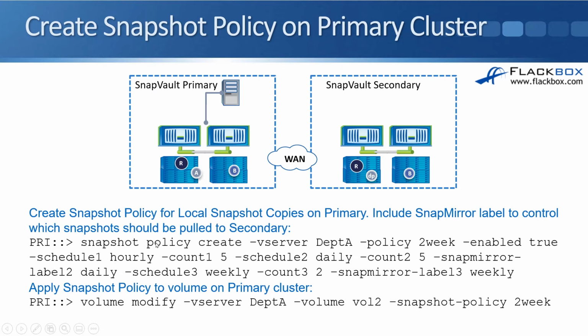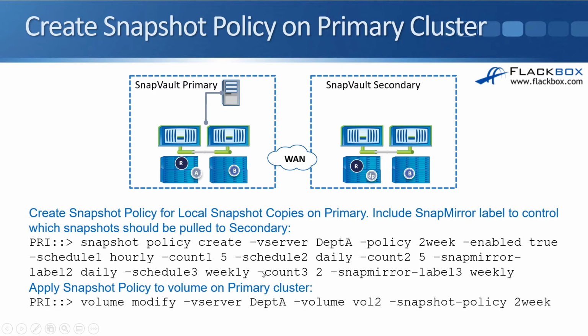And notice here that for the daily snapshots, I put a SnapMirror label on there because I want to pull them over to the SnapVault system. In our example here, I don't want to take those hourly snapshots over because it's really just the long-term backup I've got on my SnapVault system. So because I'm not going to be pulling the hourly snapshots over, I don't need to put a SnapMirror label on there. And then finally, I'm also going to be taking weekly snapshots as well. So I say schedule 3 weekly, count 3 2.